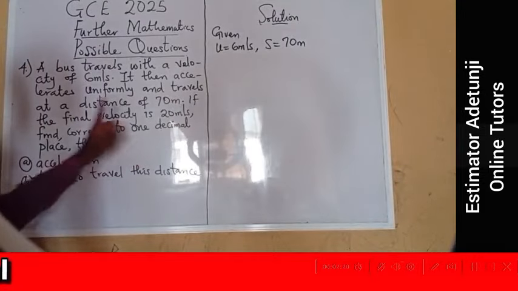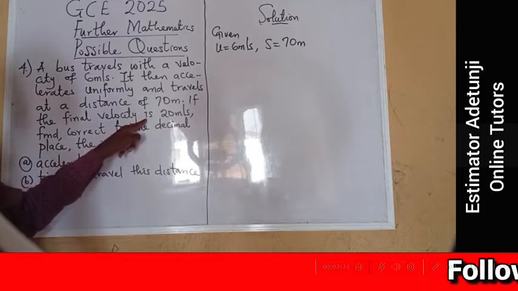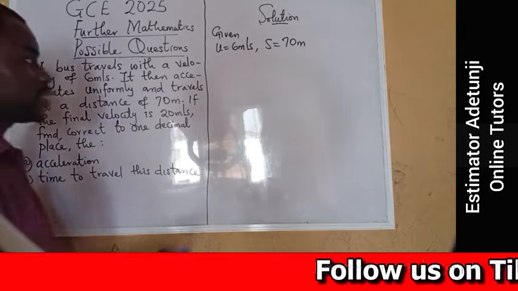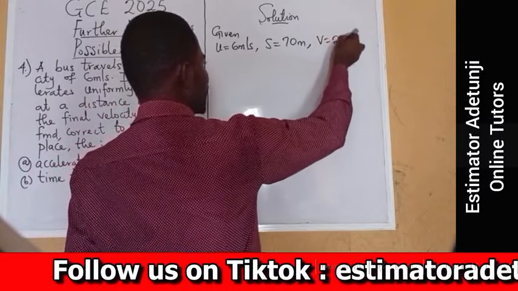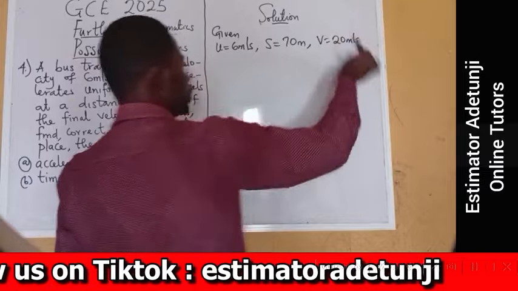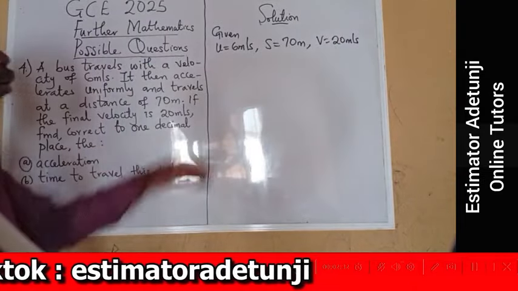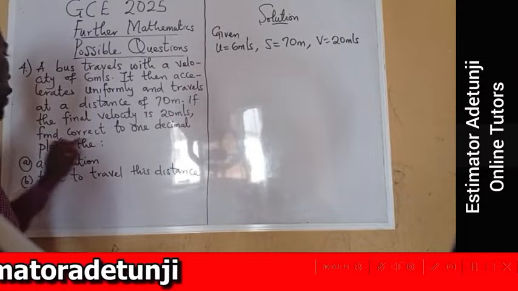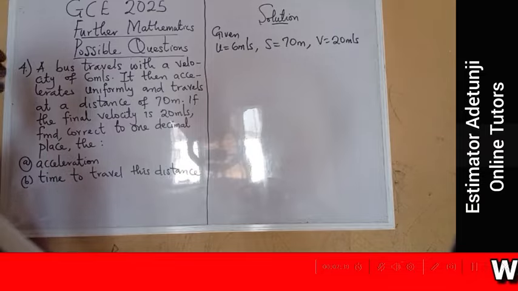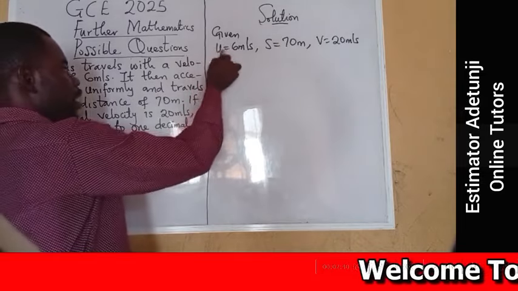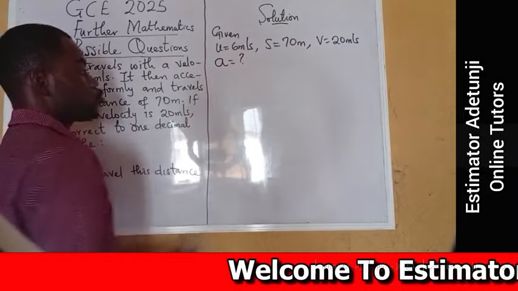Finally, if the final velocity, our v, is 20 meters per second, that is the velocity at the end, or the velocity of the last movement. Then it says find, correct to one decimal place, the acceleration. You want to find the acceleration. That's the first question. Very simple.